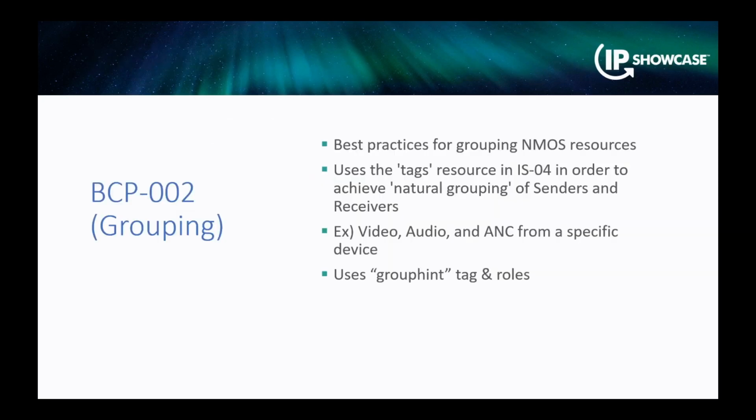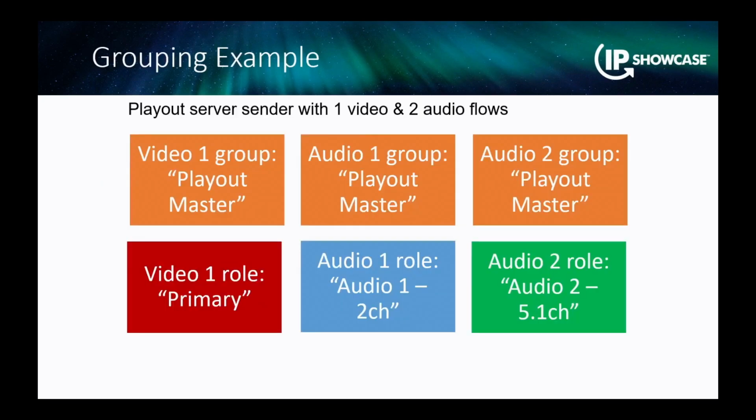Okay, then we have this other thing. There's a bunch of these BCPs, these best current practices that are part of the NMOS library of specs that just make life a little bit easier. This one, 002, is called grouping, and that allows you to say, well, since I have separate audio, video, and ancillary as 3 separate streams, it'd be nice if I could tie those together logically and say, well, these are all coming from server 1. So that's really what this does, and you could name these groups.